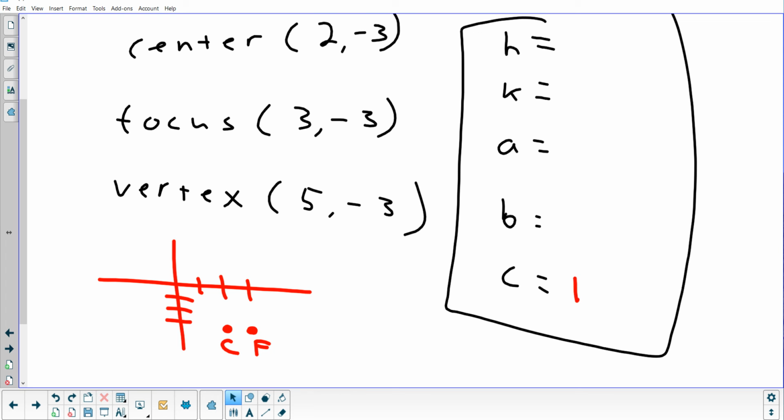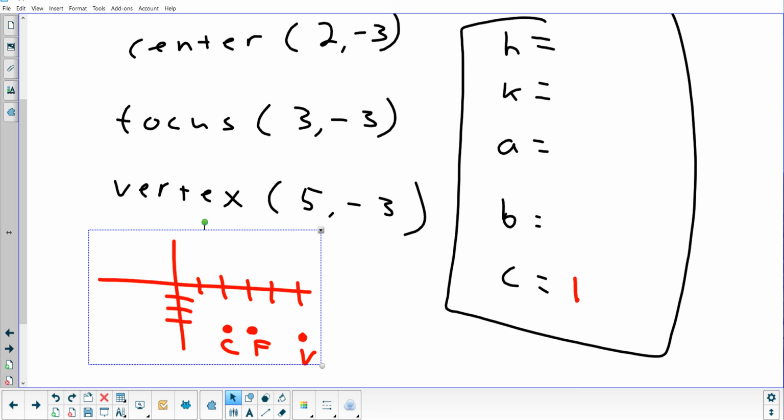Okay, what's something else that we can write down? What's A? 3. How'd you get that? Between the center and the vertex, y minus 2. Yep, exactly. Your vertex is over 5, down 3. What's the distance between the center and the vertex? 1, 2, 3. So A is 3.